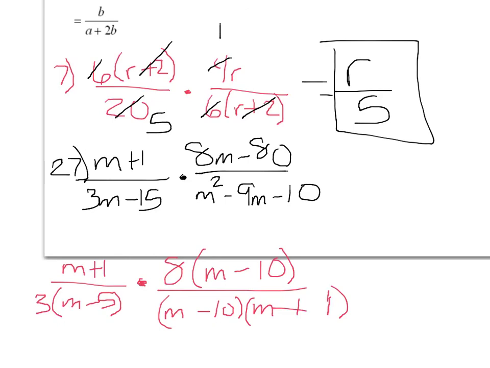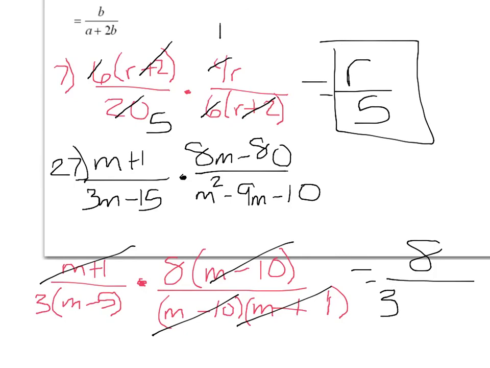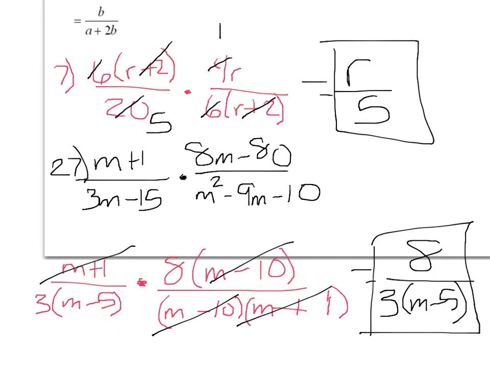M minus 10's cross off, m plus 1's cross off, and that's going to be it. So you're left with an 8 in the numerator and 3 times m minus 5 in the denominator. And square it up, we're done, and we will do more tomorrow.